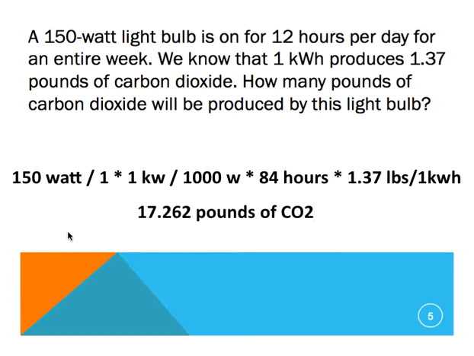So we have 17.262 pounds of CO2 produced. So this is always going to be the setup that you're going to have if you're given some kind of wattage. Basically, you change watts into kilowatts, multiply by the number of hours, and then use the fact that 1.37 pounds of CO2 are created for every 1 kilowatt hour.